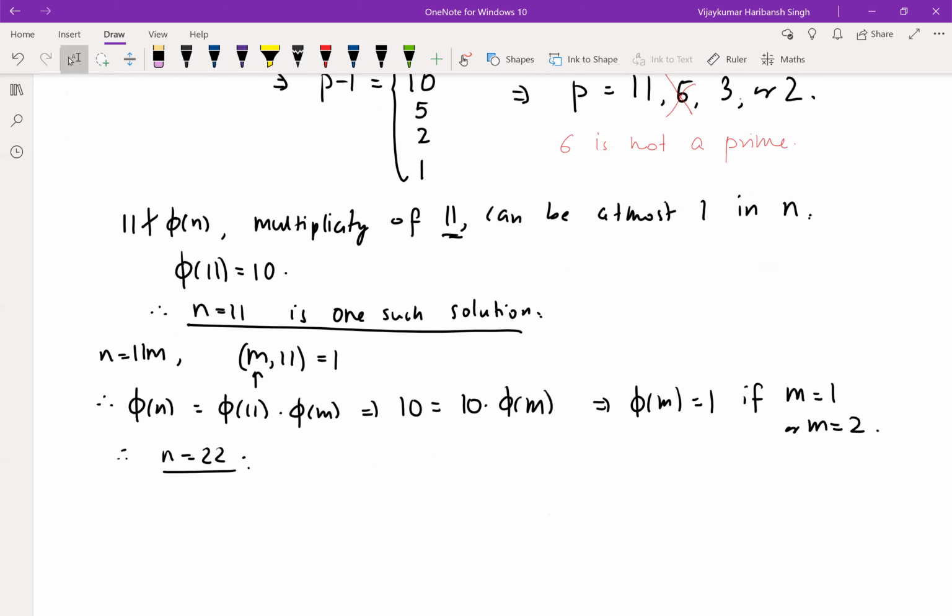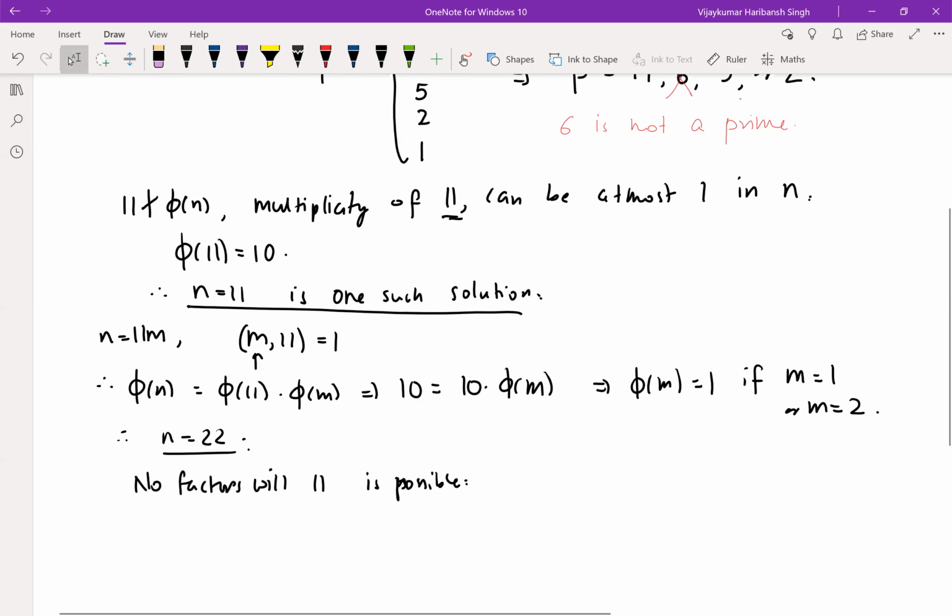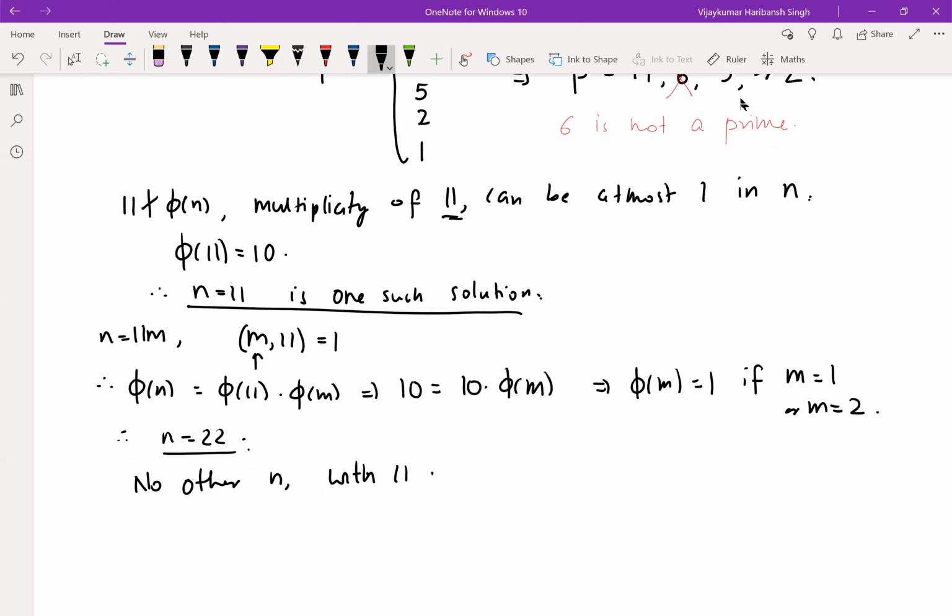So no other n with 11 as a factor is possible.